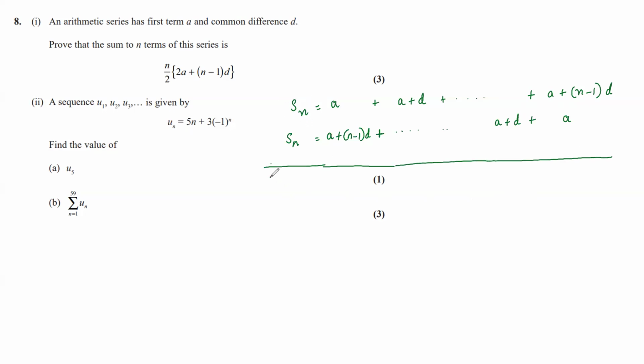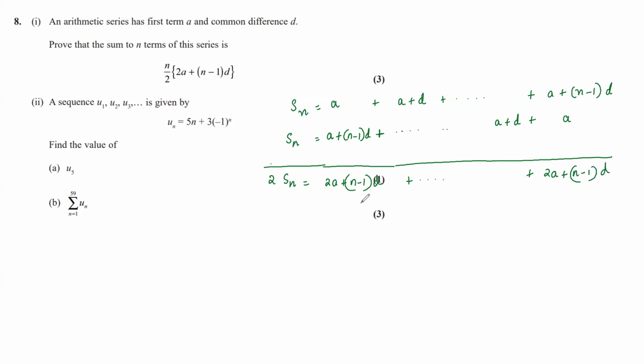Sn plus Sn will give you 2Sn. The first term from the right hand side of both equations, a plus n minus 1 into d, will give you a plus a is 2a. So 2a plus n minus 1 into d, etc., up to the last term. When you check the last term here, it is also a plus a plus n minus 1 into d, that is a plus a is 2a, 2a plus n minus 1 into d.